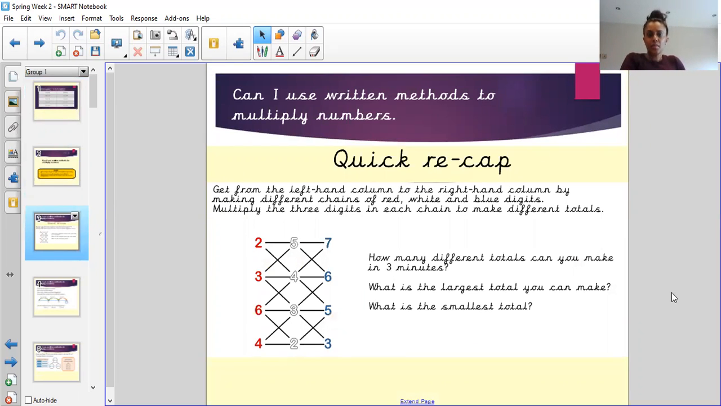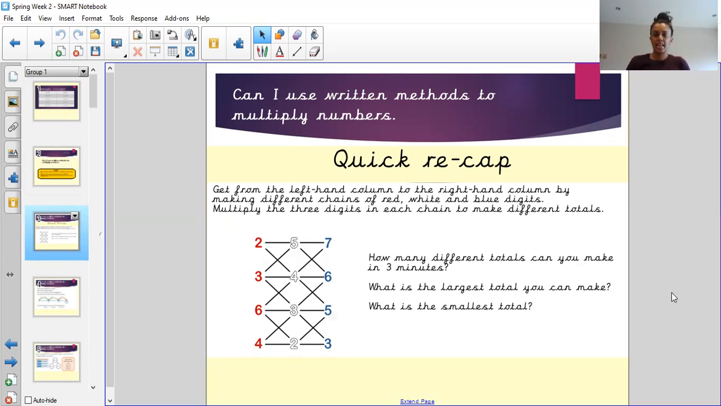It says, get from the left-hand column to the right-hand column by making different chains of red, white, and blue digits. Multiply the 3 different digits in each chain to make different totals. So how many different totals can you make in 3 minutes? You can have a go at doing this on your paper. You can pause the screen so you can see it. For example, you might do 2 times 5 times 7, or 2 times 4 times 6, or 5 times 7 times 2. So you can move your numbers around, and you're basically timesing 3 numbers together.